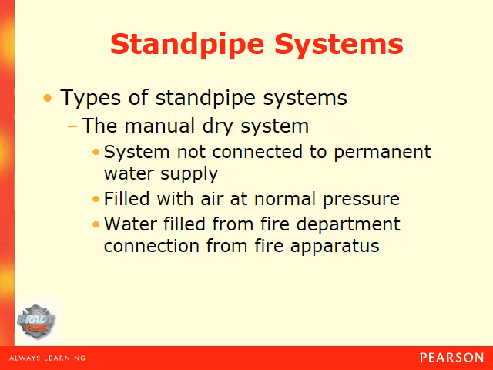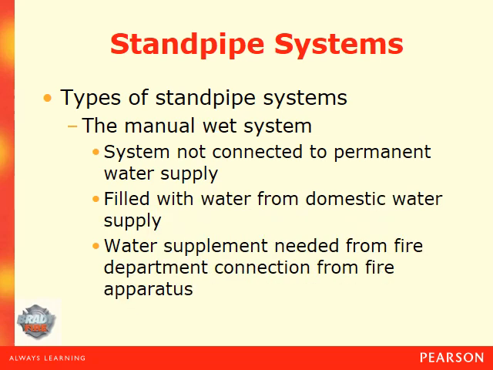The manual dry system. This system is not connected to a permanent water supply. It's filled with air at normal air pressure. Water from the fire department connection, powered by the fire apparatus, will expel the air from the system and apply water to the entire system.